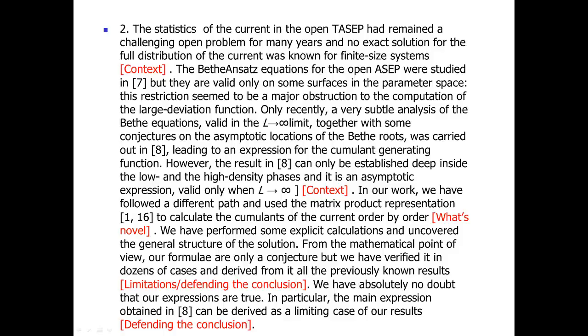And then the one limitation that they point out, the main limitation that was probably important for the study, is that they hadn't actually formally got a mathematical proof of the formula. It's only a conjecture, they say. So there's a limitation here, but they're going to defend their conclusion. They actually defend it pretty strongly. We have absolutely no doubt that our expressions are true. That's a really strong statement. And there's reasons for that. They have tried it in dozens of cases and derived it from all previously known results. They have all of these reasons why they're really sure that even though they haven't done the formal mathematical proof, they've nailed it.